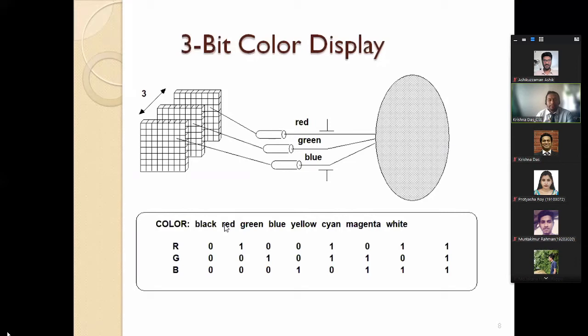In between, the primary colors we have are red, green, and blue. The combination colors with these are the secondary colors, like yellow from red and green, cyan from green and blue, and magenta from red and blue. So these are the ways of combination. We have different colors there.